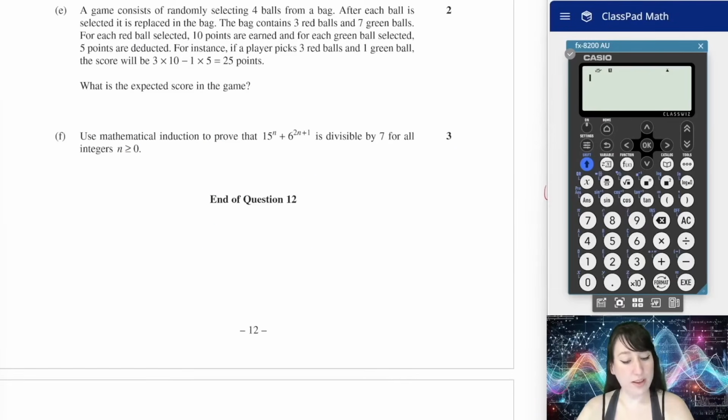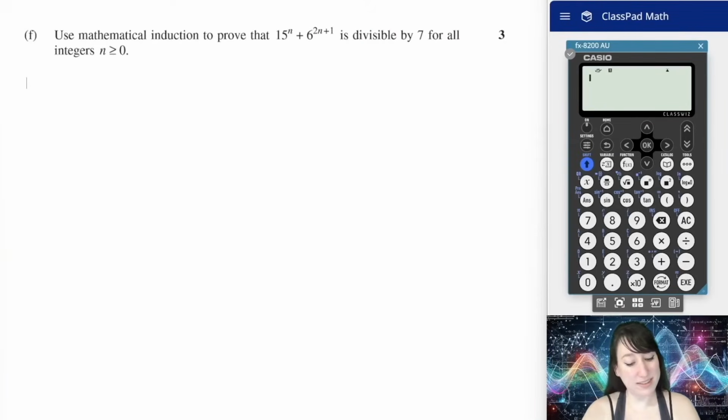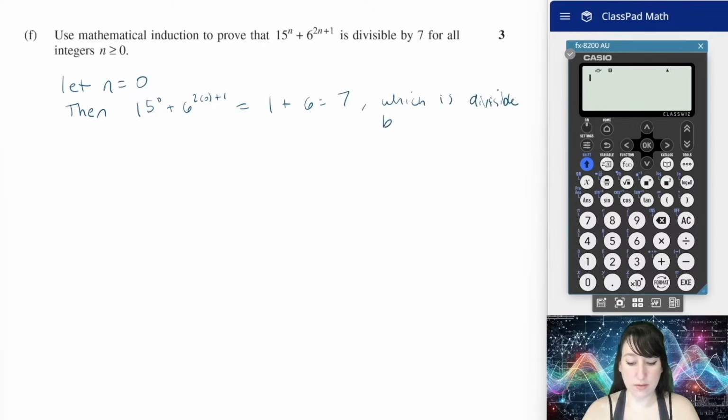Question 12f. Use mathematical induction to prove that 15 to the n plus 6 to the 2n plus 1 is divisible by 7 for all integers n greater than or equal to 0. So let's start with our base case. See if it's true for n equals 0. When n equals 0, that expression comes out to 7, which of course is divisible by 7, so it's true for n equals 0.